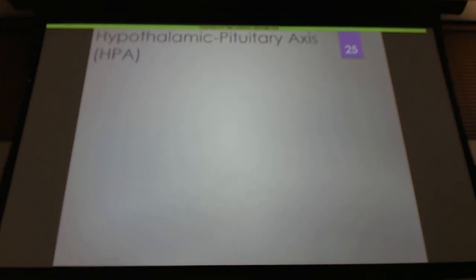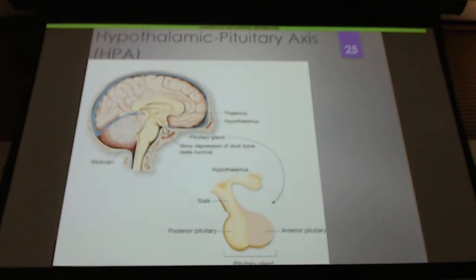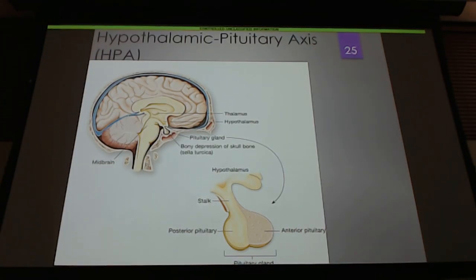Okay, so hypothalamic pituitary axis. This is just to review, you guys know this already. The hypothalamus you think of as kind of like the control center for the endocrine system, right? And located there, you can see on the diagram right above. It regulates the pituitary gland with its releasing and inhibiting hormones. But what we're really going to focus on in this class is the role of the anterior pituitary.